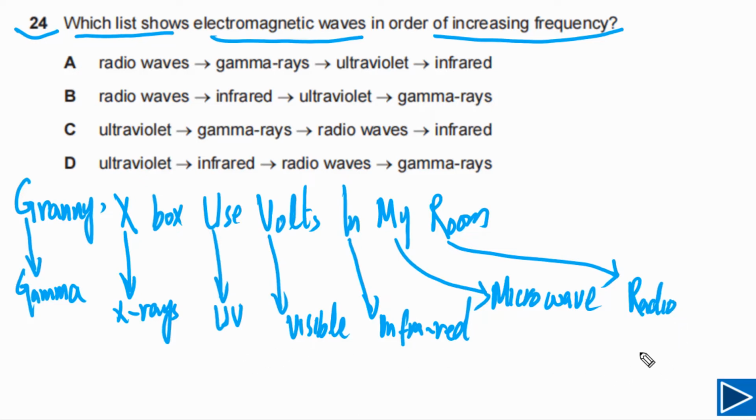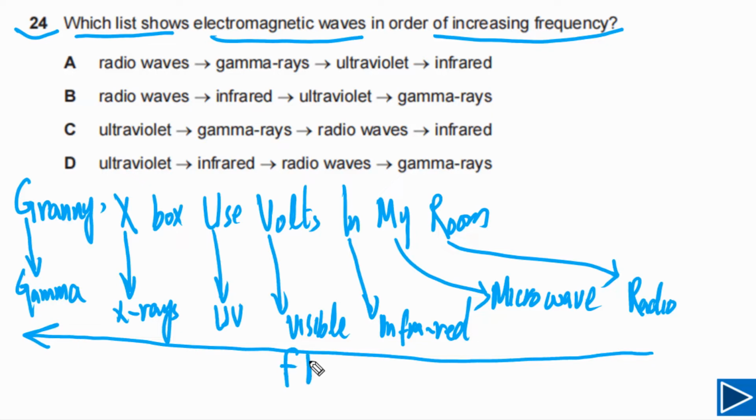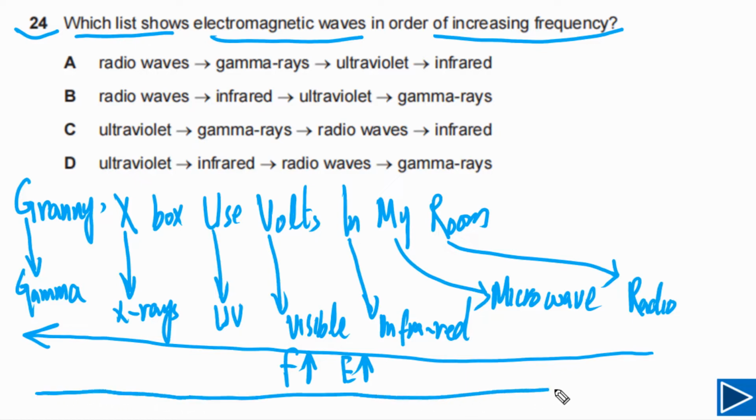Now if we go from radio to gamma waves, frequency of the waves is increasing and energy of the wave also increases. But if we go from gamma to radio waves, wavelength of the waves increases. But for this question we need to find out in order of increasing frequency, means from radio to gamma waves. So if you look at option A, radio waves is right. After radio has to be infrared, then ultraviolet, then gamma. So this order is wrong.